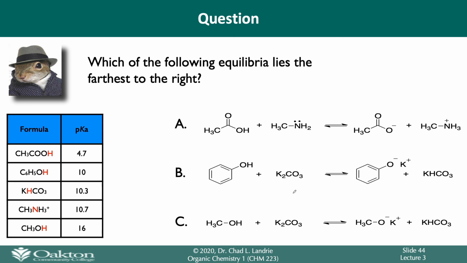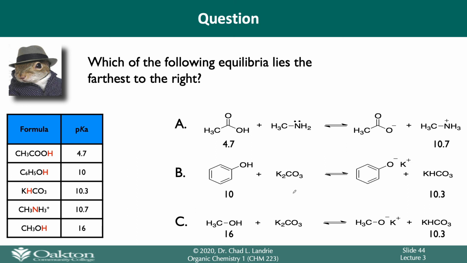Okay, how did you approach this problem? Did you figure out which equilibria doesn't lie to the right at all? In fact, it lies to the left? That's kind of our first step that we should take. So I'm going to put the pKa values underneath of the acids in each case. And again, you have to determine who's acting as the acid on the left and the right.